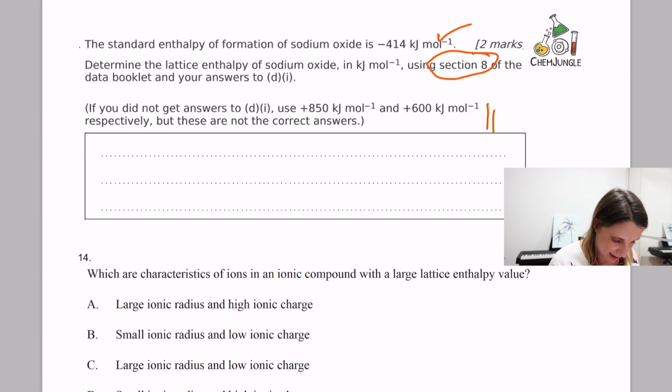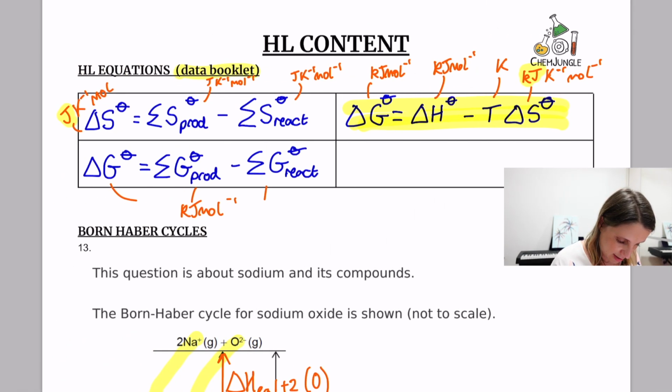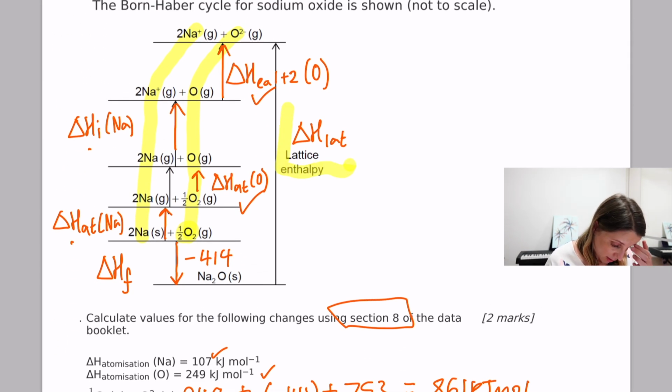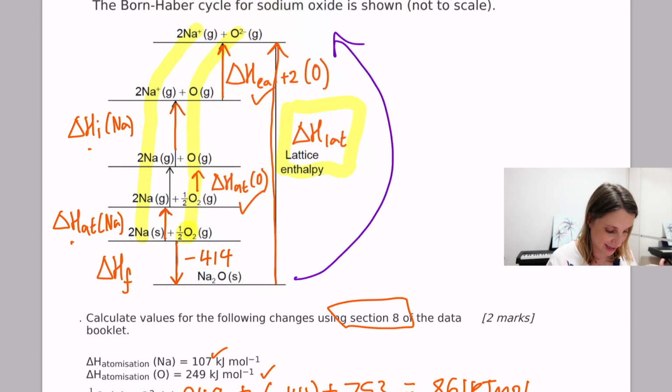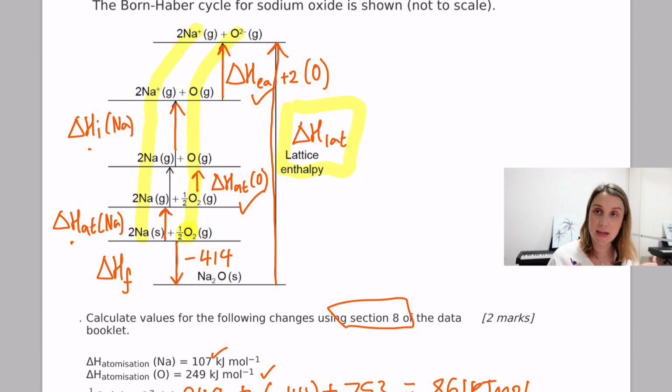So they want us to work out the lattice enthalpy of the sodium oxide. So that is this one here, the lattice enthalpy. So let's look at what we've got. So the lattice enthalpy overall is the value going all the way from here to the top. So what I can do is I can look at this cycle and I want to take a different route. So rather than taking the route from here to here, like I would do if they'd given me the number nicely, I'm going to go this way instead.